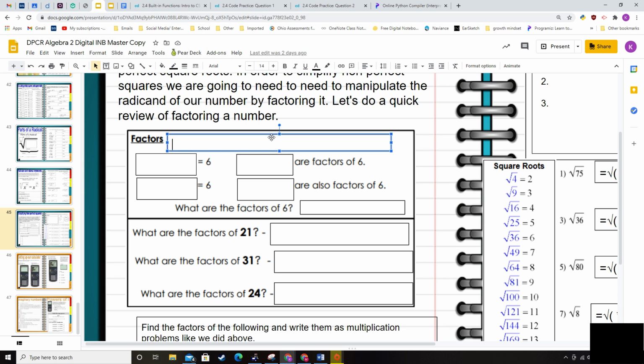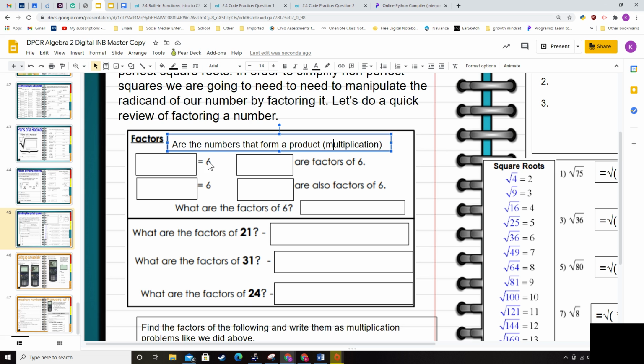So factors are the numbers that form a product. Now, keep in mind, the word product means that there's multiplication involved. Okay? Just want to make sure that you are aware of this. So, we're going to look at a couple numbers that multiply to give us another number.